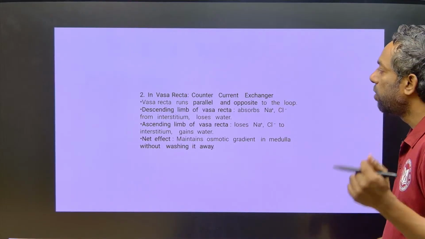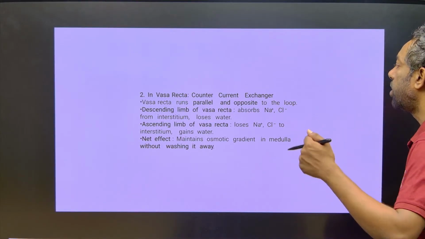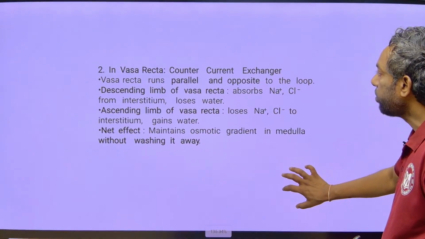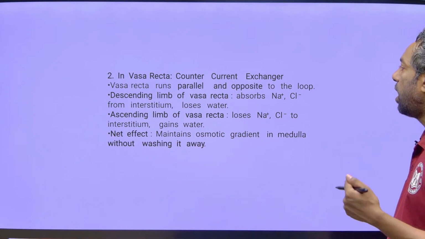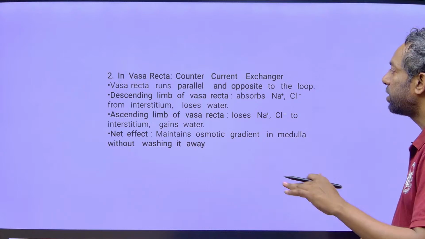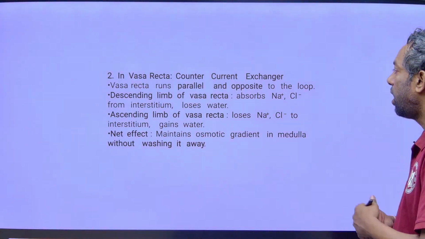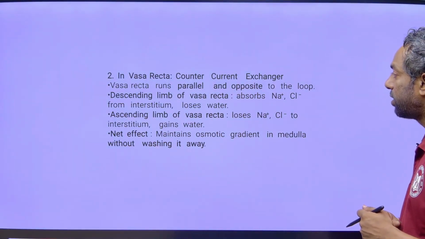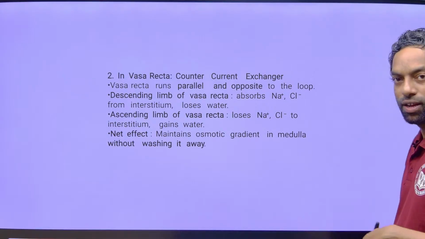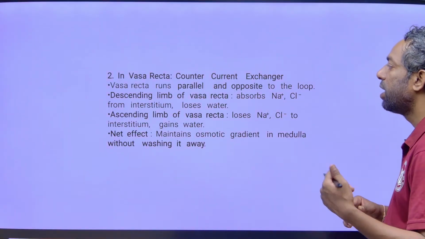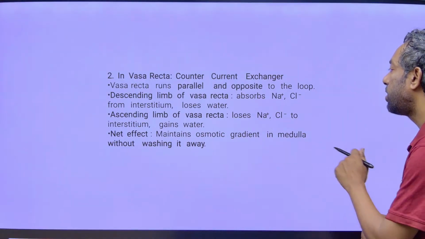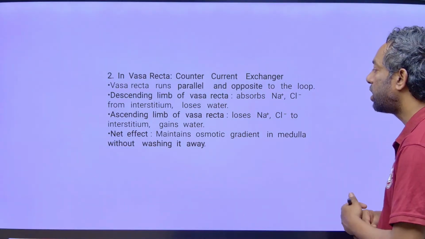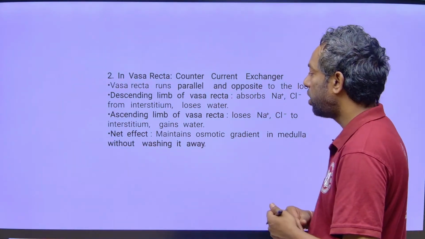In the Vasa recta, a counter current exchanger is there. The Vasa recta runs parallel and opposite to the loop. The descending Vasa recta absorbs NaCl from the interstitium and loses water. You have to go through that slide again. The ascending Vasa recta loses sodium and chlorine to the interstitium and gains water. The net effect is to maintain the osmotic gradient of the medulla without washing it away.